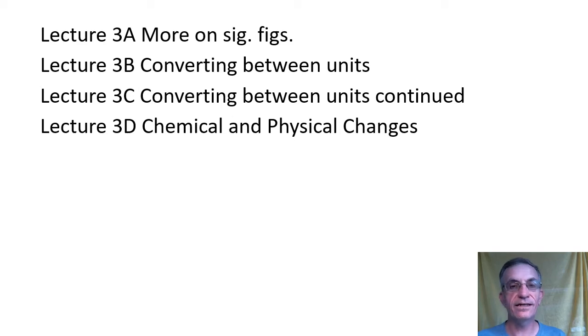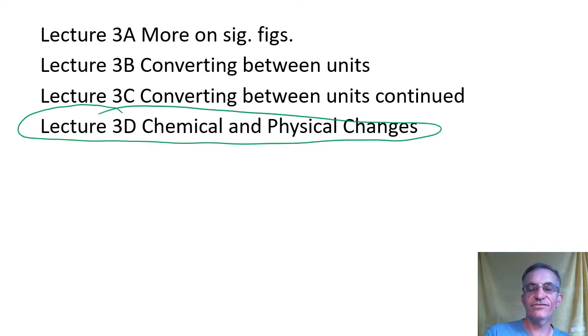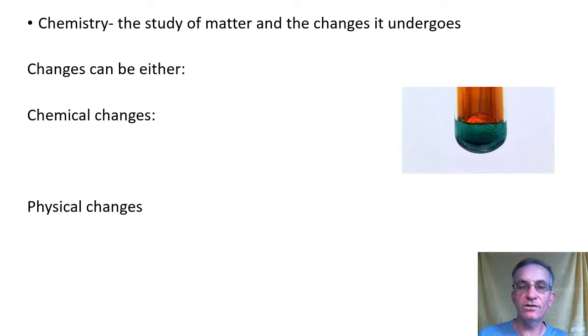All right, we're on to the last part of our third lecture. So this is part 3D. And man, we've been doing math. So we're going to do something a little different for this part. We're going to talk about the difference between a chemical change and a physical change. So put away those calculators for a little bit. We'll be working on something else. All right, so let's get into it.